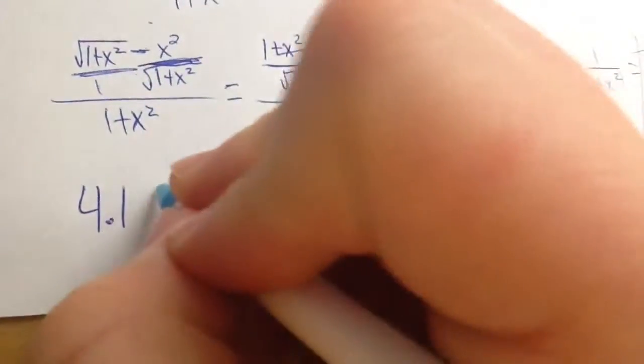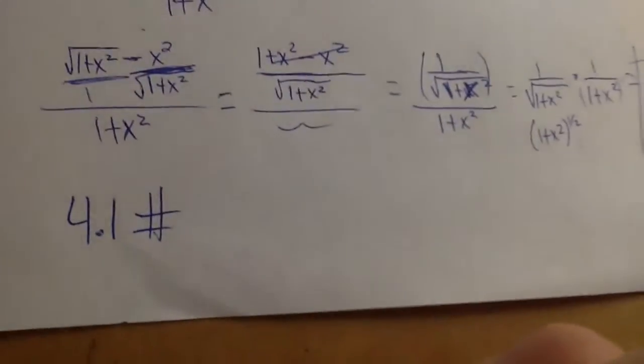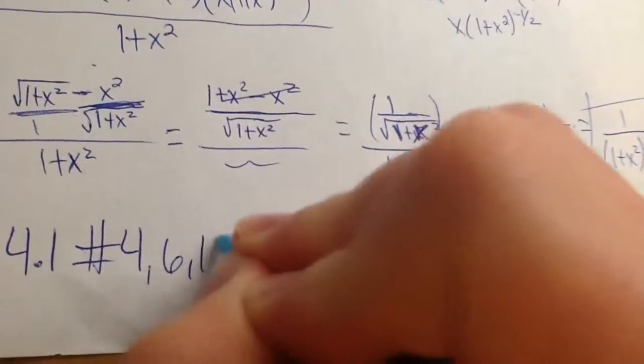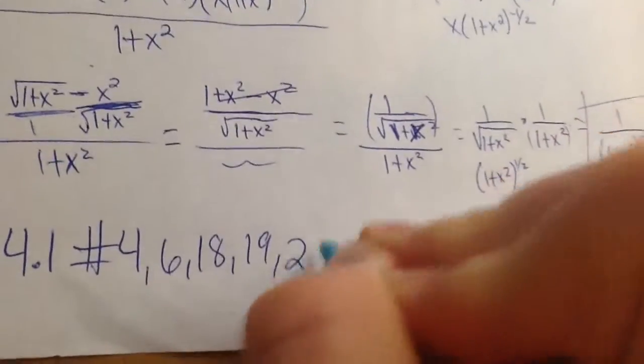Okay, use the rest of the class to just do more. Here are the quiz-like problems. You've already done 1 or 2 of them, I think. Number 4, which we just did, there's one just like it on the quiz. And then 6, 18, 19, and 23.